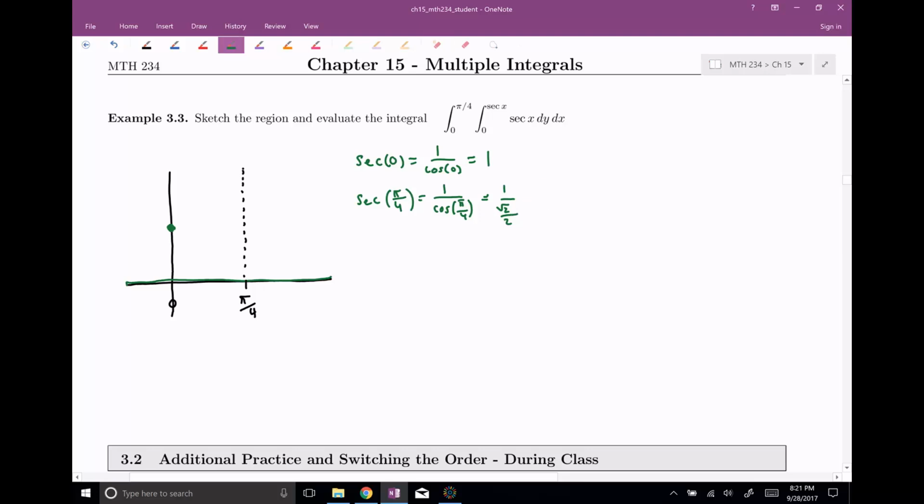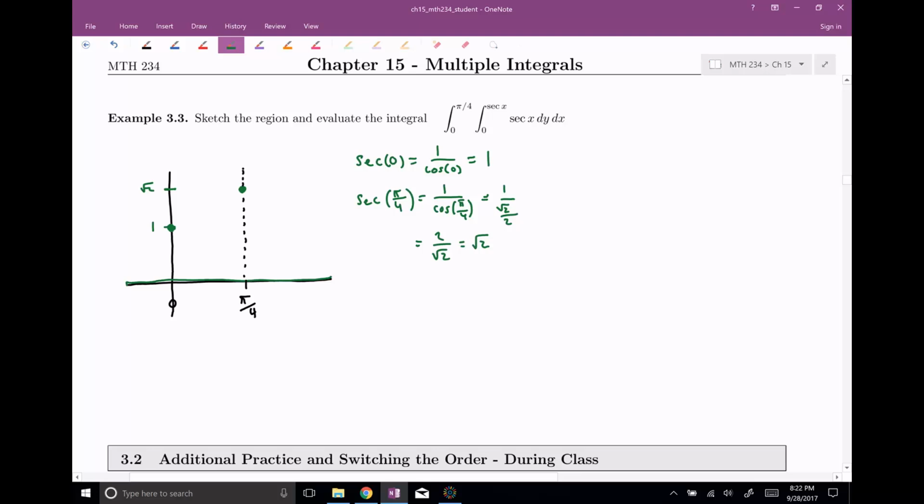I don't want to go too far over there, so let me write 2 over root 2 down here. If you rationalize the denominator, the cleanest way to write this is just root 2. So it's a little bit higher than 1, not quite 2. Up here we have root 2, so this is root 2, and this is at height 1.